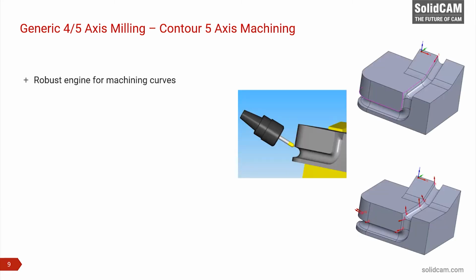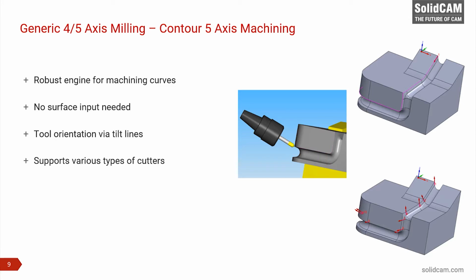Then we move to contour 5-axis machining. This is a robust engine for machining just curves. No surface input geometry is needed. All the user needs to do is to provide the curves and the tool orientation via tilt lines. No surface definition is necessary. It supports different types of tools: ball nose, bull nose, taper ball nose, taper bull nose, form tools, dovetail cutters, chamfer tools. You name the tool and the tool is supported in that.